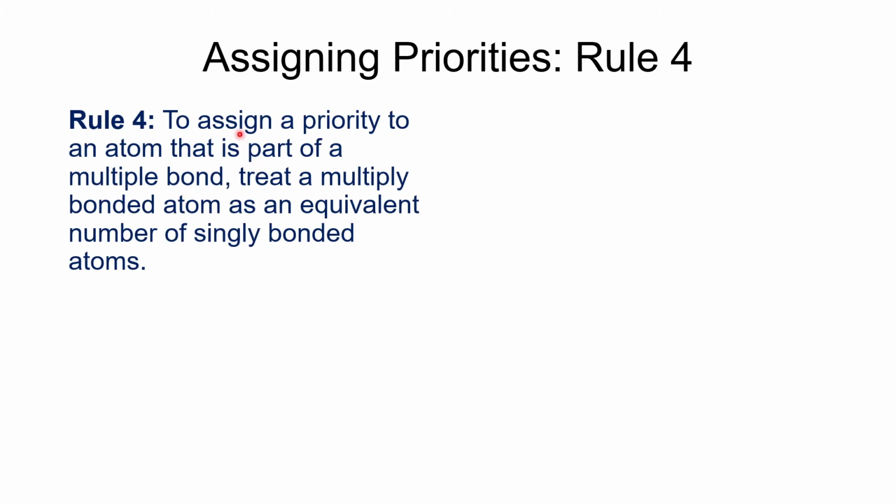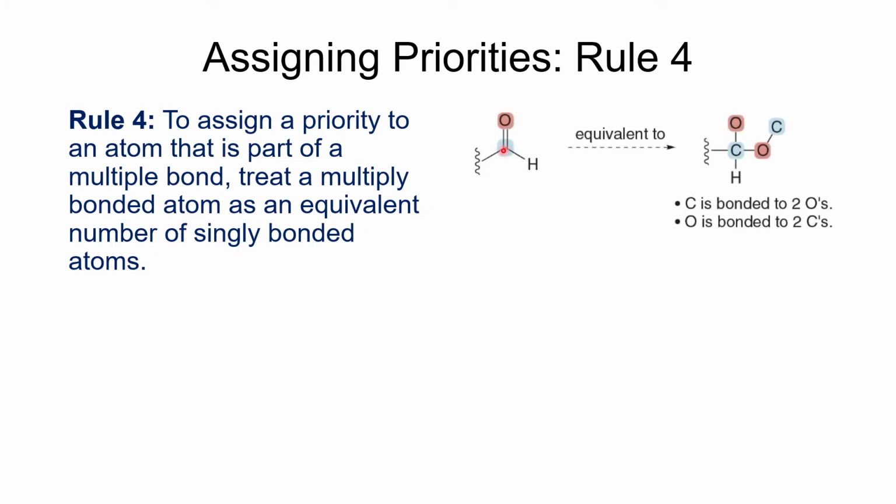Rule 4, all right, to assign the priority to an atom that is part of a multiple bond, treat a multiply bonded atom as an equivalent number of singly bonded atoms. So if this is one of the substituents on a tetrahedral, now it couldn't be a tetrahedral itself because it's sp2 hybridized, but if it's attached to a tetrahedral, we treat this carbon as if it is bonded to 2 oxygens. So it's got a bond going to oxygen and another bond going to oxygen.